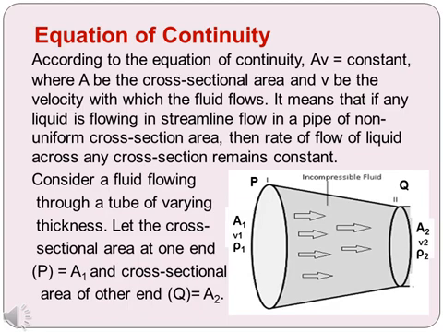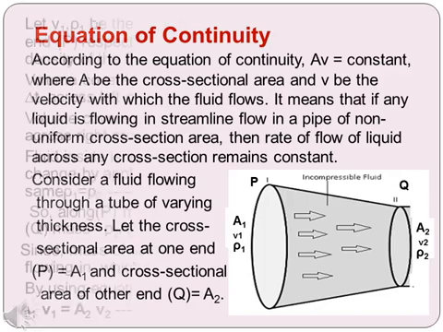Consider a fluid flowing through a tube of varying thickness. Let the cross-sectional area at one end, which is P, be equal to A1, and the cross-sectional area at the other end, which is Q, be equal to A2.